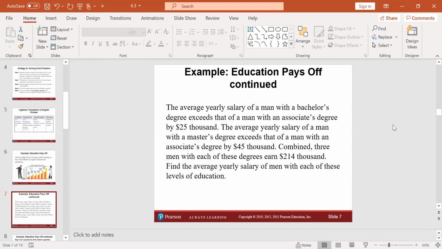So the average yearly salary of a man with a bachelor's degree exceeds that of a man with an associate's degree by $25,000. So a male who gets a bachelor's degree on average makes 25 grand more than one who stops at an associate's degree. Now, the salary of a man who goes on to get a master's degree also exceeds that of a man with an associate's degree. So if you go that extra level, you're going to make on average $45,000 more per year than someone with an associate's degree. And $45K by itself is a pretty decent full-time job, I would say, especially in Parker County where the cost of living is pretty darn reasonable. 45K can go a long way in Parker County.